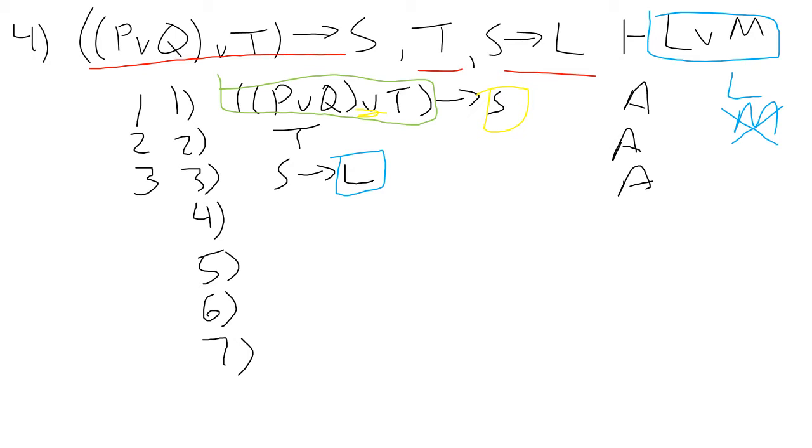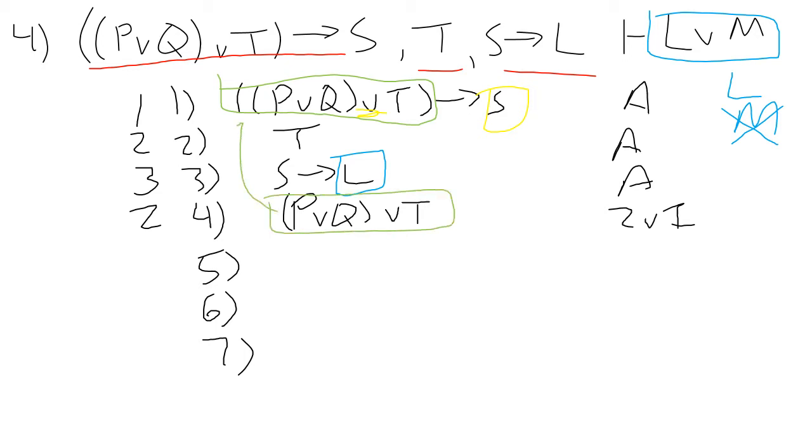Do I have either one of the disjuncts? Well, I do. I have the T by itself, so I can wedge in the P or Q to the T using wedge in. And then I've built my antecedent, and I can write my consequent here in line 5. So that's going to be from 1 and 4, arrow out, 1, 2.